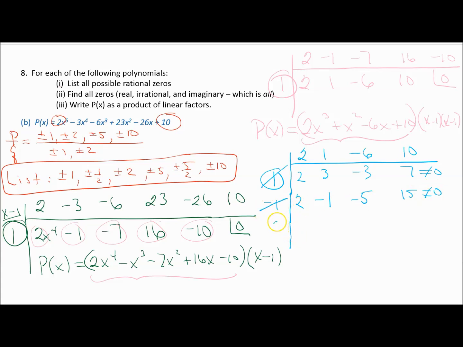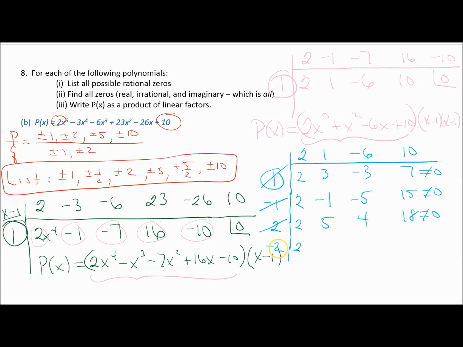Okay, now I'm going to check 2. 2 comes down. You might be wondering why I didn't check 1/2. I could have checked 1/2 next. Let's check 2 and then check 1/2 if they don't work. So 2 comes down. 2 times 2 is 4 plus 1 is 5. 2 times 5 is 10 plus -6 is 4. 2 times 4 is 8 plus 10 is 18. Not equal to 0. So 2 is out.